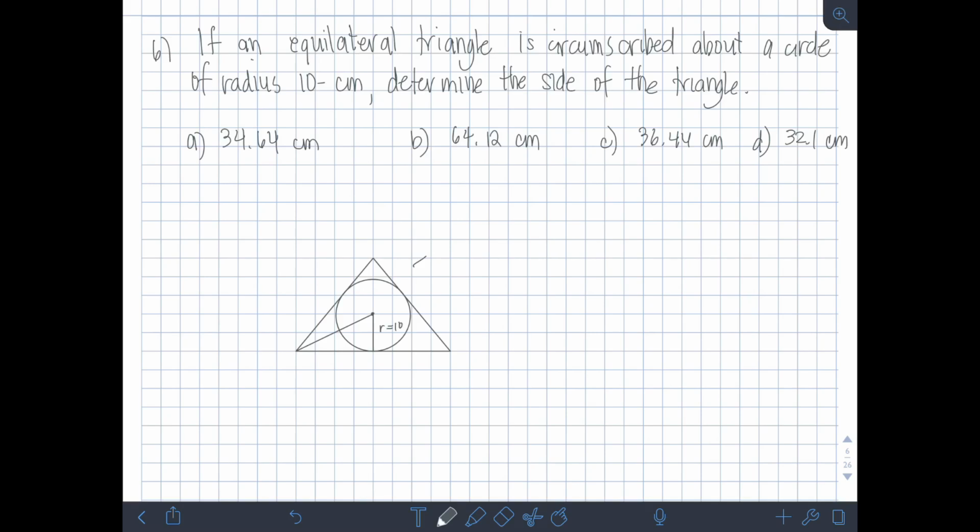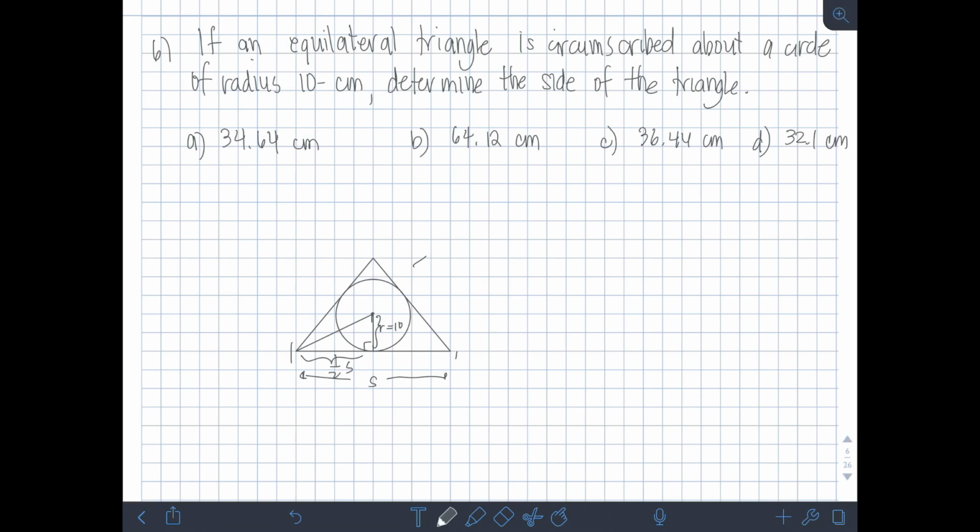Then, what is the side of the equilateral triangle? Suppose S is the side of our equilateral triangle. Therefore, the triangle we formed is a right triangle, right? So we have a leg of 10, which is our R, the radius. Our other leg is half, because the radius bisects this side of the equilateral triangle.